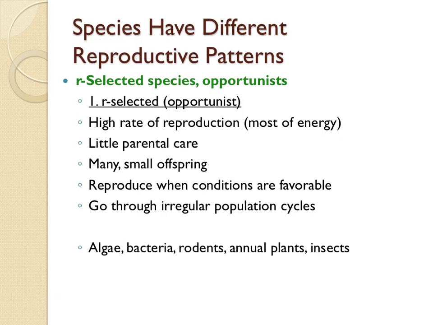Many small offspring. Fish are another example of this. They reproduce when conditions are favorable and go through irregular population cycles, again, because they have to wait for those favorable times. Examples are algae, bacteria, rodents like mice, annual plants, and insects.